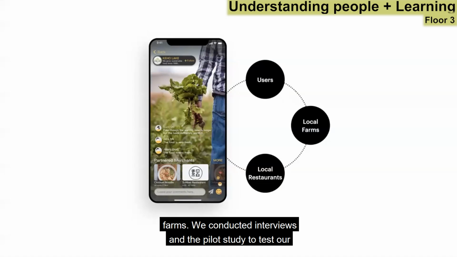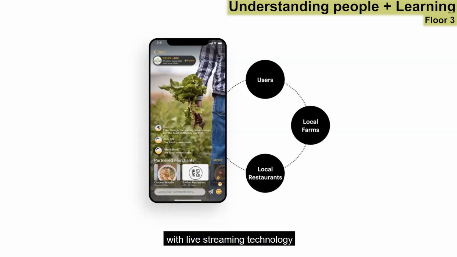We conducted interviews and a pilot study to test our prototype in urban China and found that our solution was well received as it increases transparency, reduces food safety concerns, and builds trust between users and online restaurants. We discussed design implications to promote sustainable food practices in online food delivery services with live streaming technology.